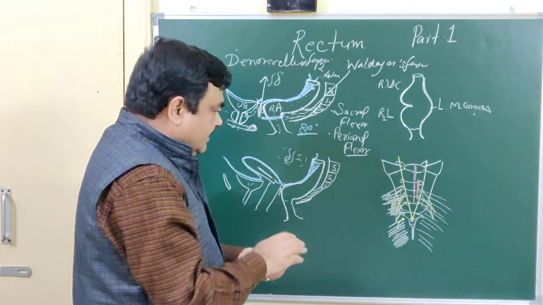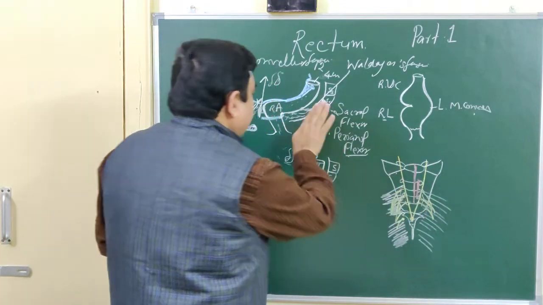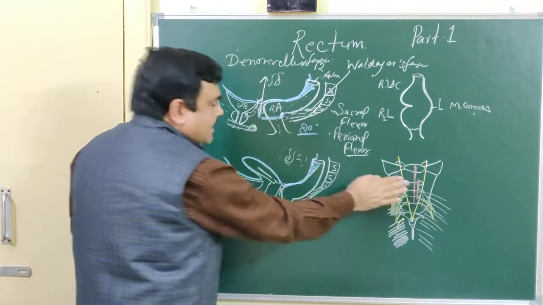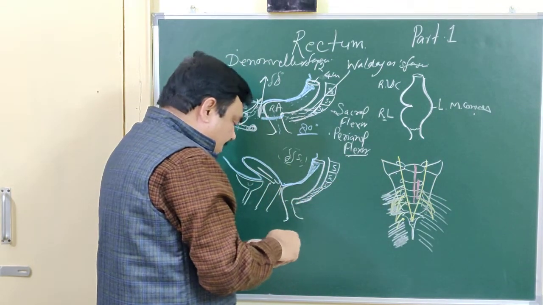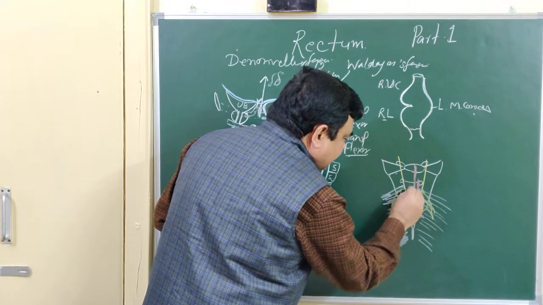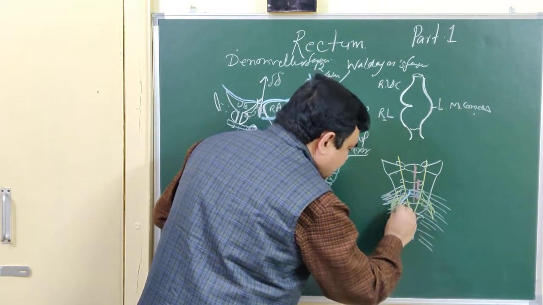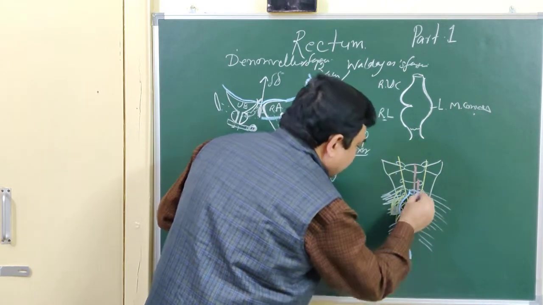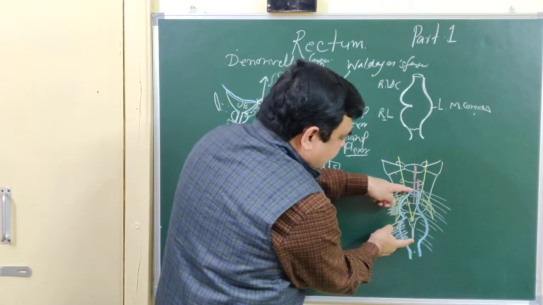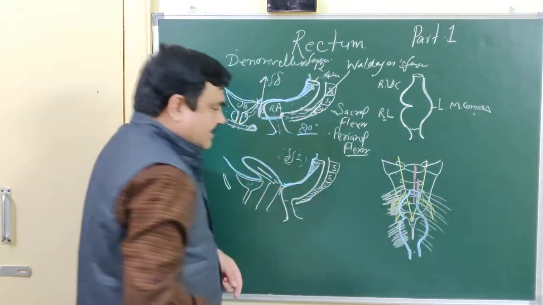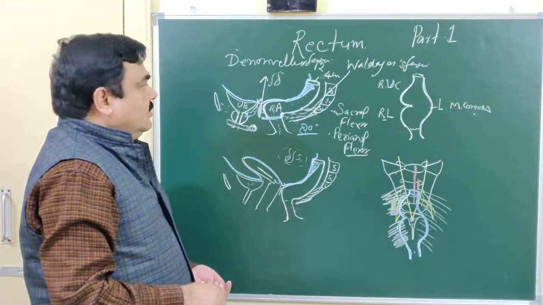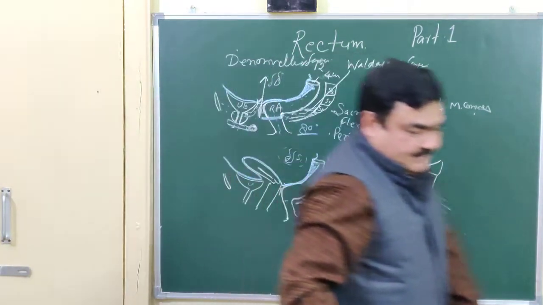So these structures are related posteriorly. If you see the relation of the posterior surface, these structures are related. Here is the position of the S3 segment. From the S3 segment, this is the position of the rectum. So the rectum is related posteriorly with these structures. So this is the posterior relation. So this is all about part 1. Thank you.